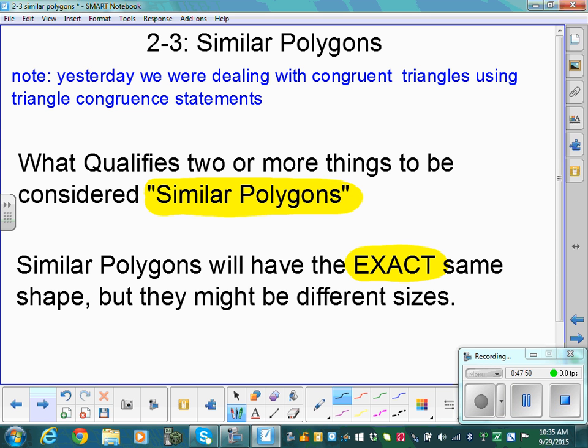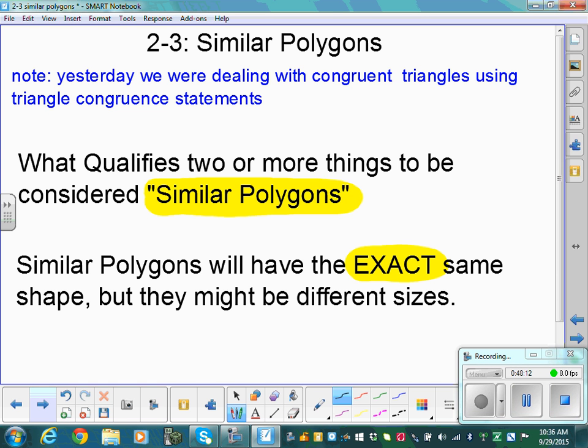So similar polygons, by definition. This is where I'd be taking notes. So this is 2-3. Now notice at the top of your paper it says 6-1. That's because that's where we were last year when we got to this. I didn't have time to fix the copies I had sent. So cross that out and write 2-3 on the top.